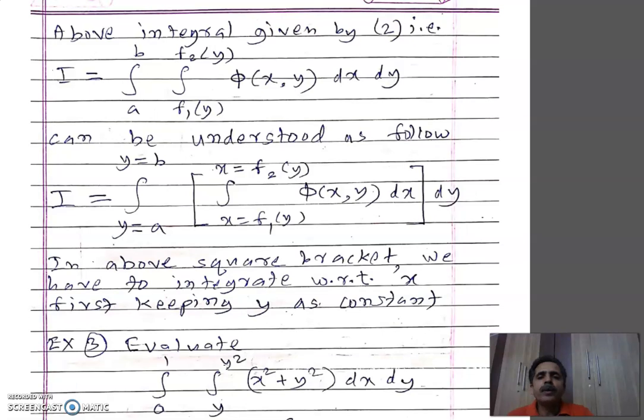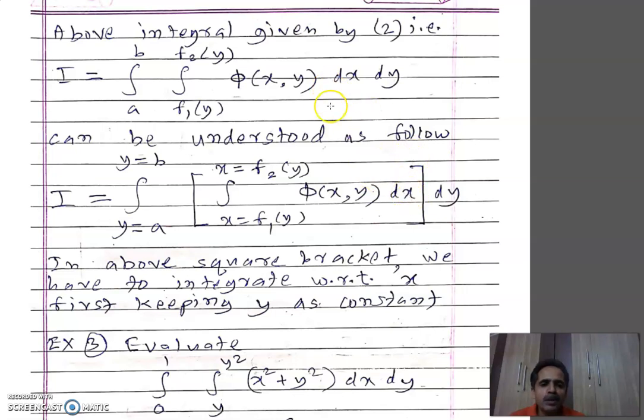Let's see now, suppose we have this kind of double integral. Here is a double integration of the function phi of x comma y, and here limits of the inner integral are f1 of y and f2 of y. You can see that limits of the inner integral are functions of y alone. That means we have to integrate first with respect to x. So instead of writing f1 of y and f2 of y, we write x is f1 of y and x is f2 of y, and we have to integrate first with respect to x.